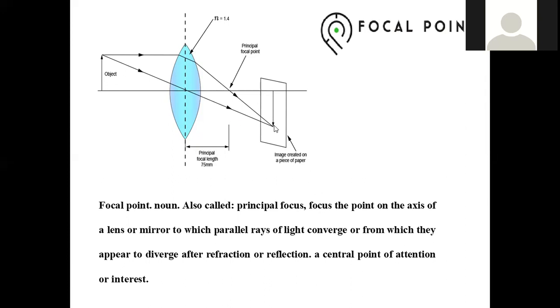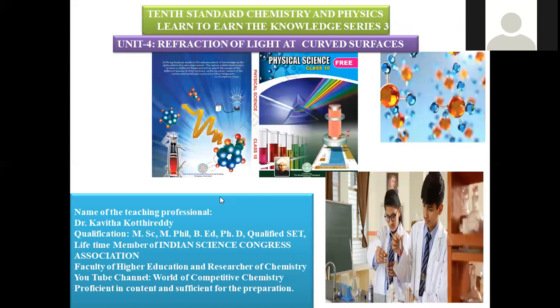Where the light rays coincide with each other, converging with each other, that particular point is said to be the focal point, from which they appear to diverge after refraction or reflection. In both cases, whether refraction or reflection, the convergent point is said to be the focal point. A center point of attention or interest is said to be a focal point, where the image of that particular object will be generated, right?